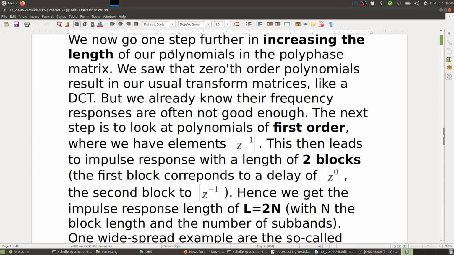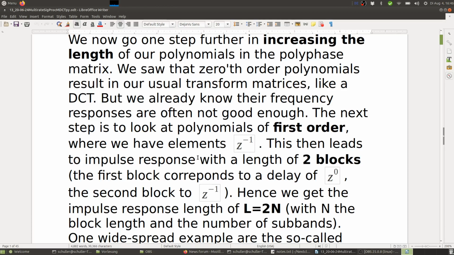So we now go one step further in increasing the length of our polynomials in the polyphase matrix. We saw that zeroth order polynomials result in our usual transform matrices like a DCT. But we already know their frequency responses are often not good enough. The next step is to look at polynomials of first order, where we have elements z to the minus 1.